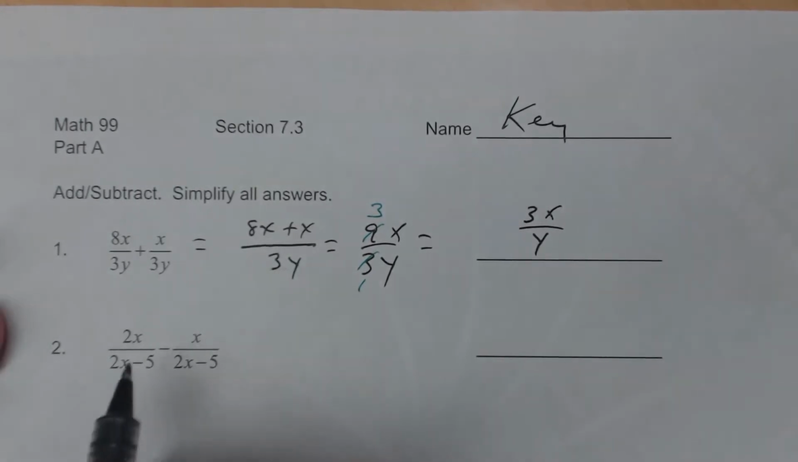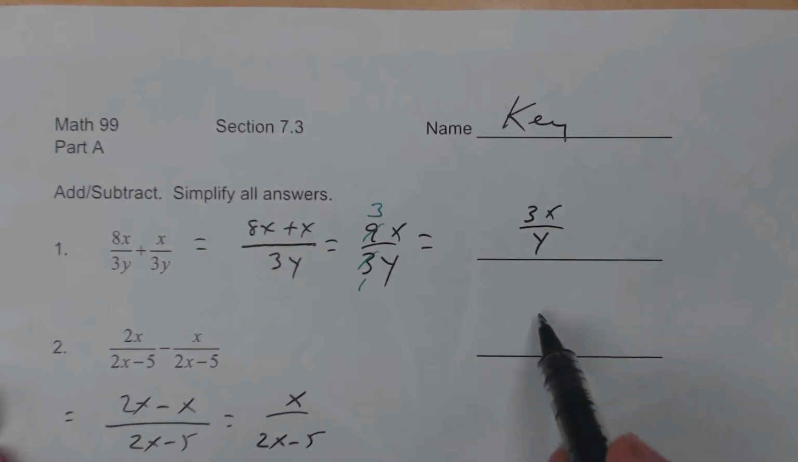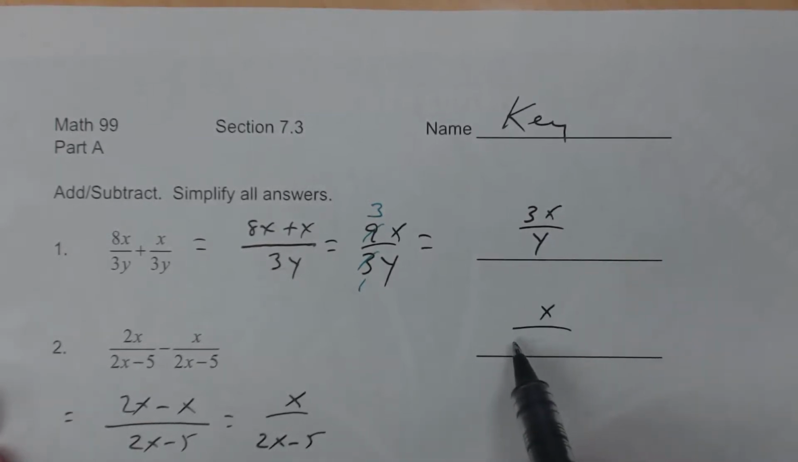Okay, the next one. Again, this time you're subtracting. Now this is the easy one because you're subtracting a monomial. So basically your denominator is going to be 2x minus 5. Your numerator is going to be 2x subtract x. And so combining like terms in the numerator, 2x subtract x is x divided by 2x minus 5. I'm sorry, that is your answer for number 2. So x divided by 2x minus 5.